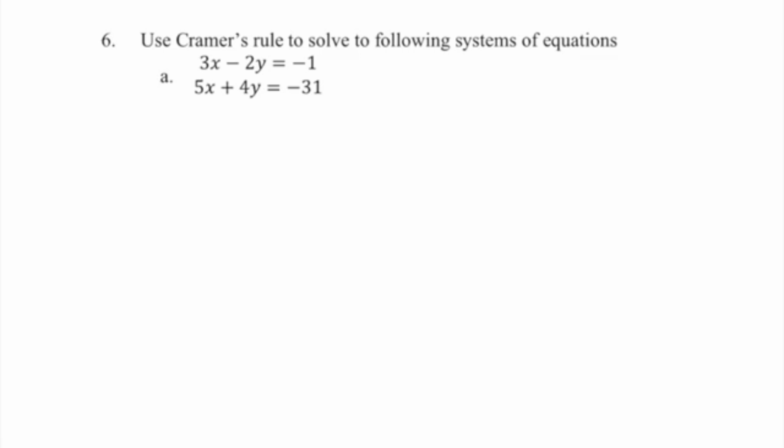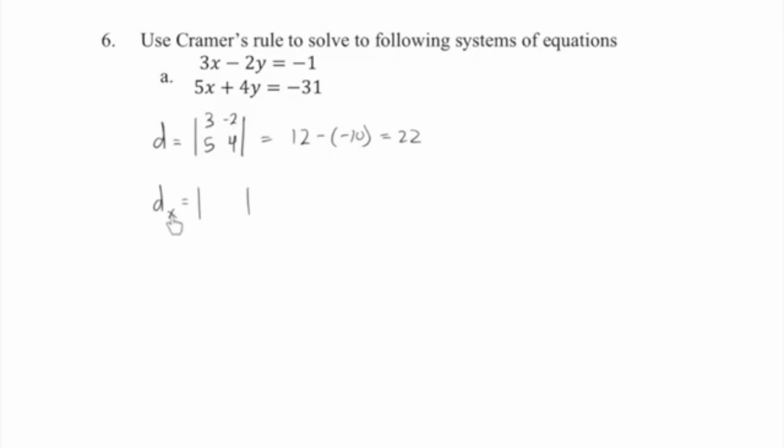All right, in section 6.6, we learned about determinants of a matrix and Cramer's rule. Cramer's rule uses determinants to solve a system of equations. So when you have two equations and two variables, we need three determinants. We need determinant D, which is the determinant of the coefficients. So that's 3 times 4, which is 12, minus 5 times -2, which is -10, which is 22.